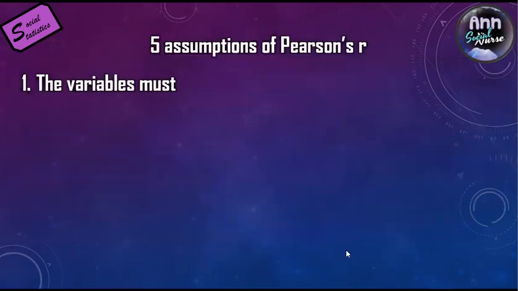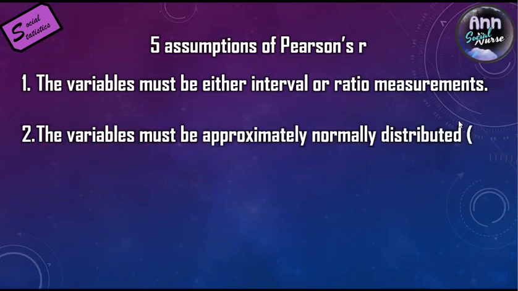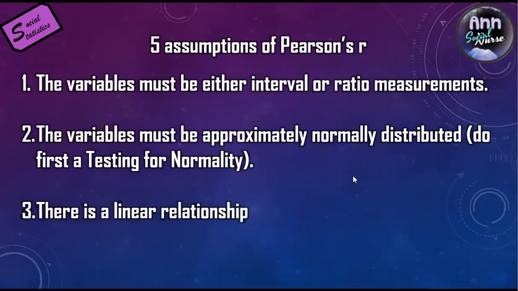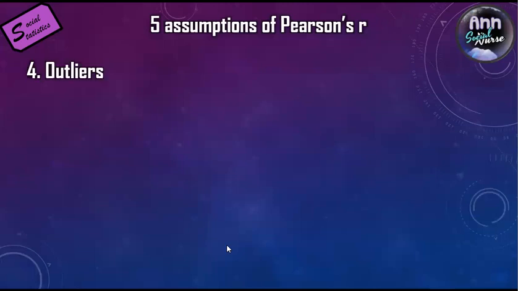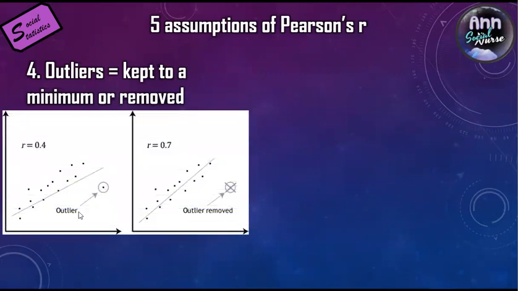The five assumptions of Pearson's are: the variables must be either interval or ratio measurements. Okay. The variables must be approximately normally distributed. Do first a test for normality; the software will actually do this. There is a linear relationship between the two variables. And outliers are kept to a minimum or removed when you see them.